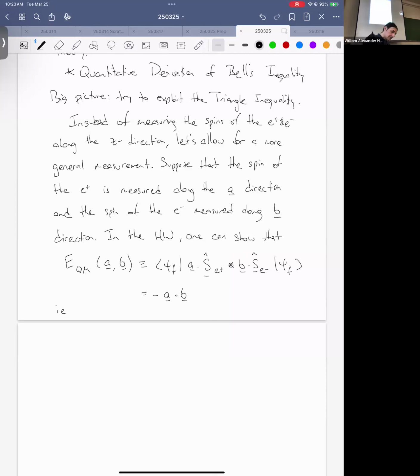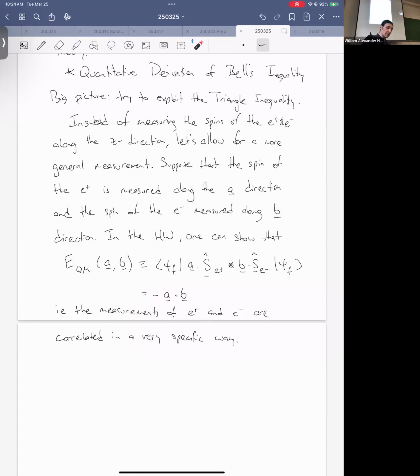So the measurements of E plus and E minus are correlated in a very specific way. We knew that already. We said that if we measure E plus as spin up, then we know immediately that the measurement of E minus is spin down. So if A is the plus Z direction, B is the minus Z direction, and then the expectation is just 1 in this correlated measurement.